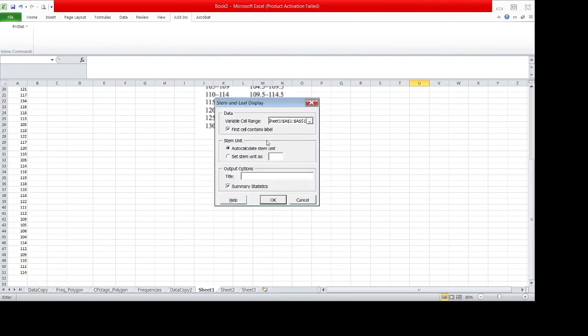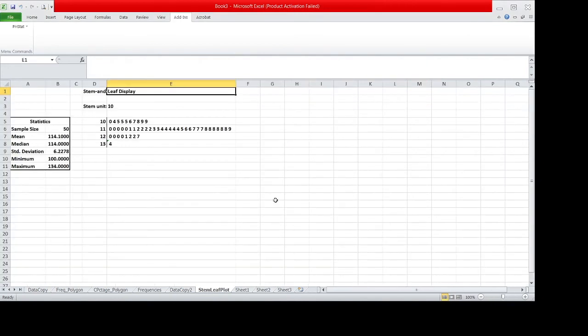Then auto-calculate the stem unit, or you may set the stem unit to 10. Thus, this is the stem and leaf plot of the 50 values.